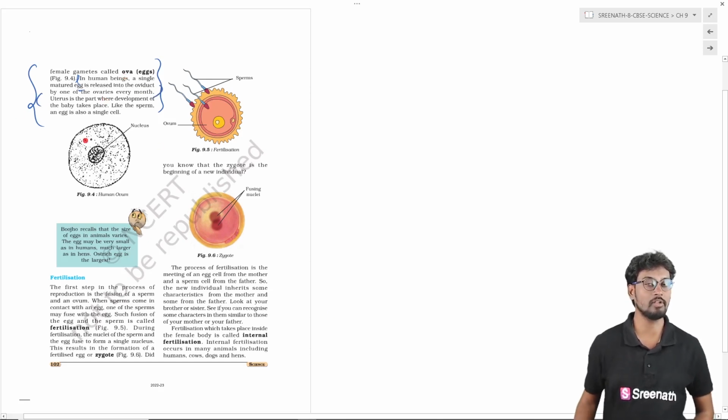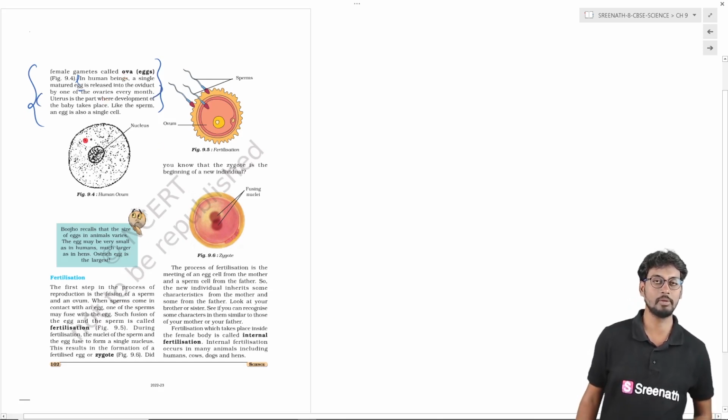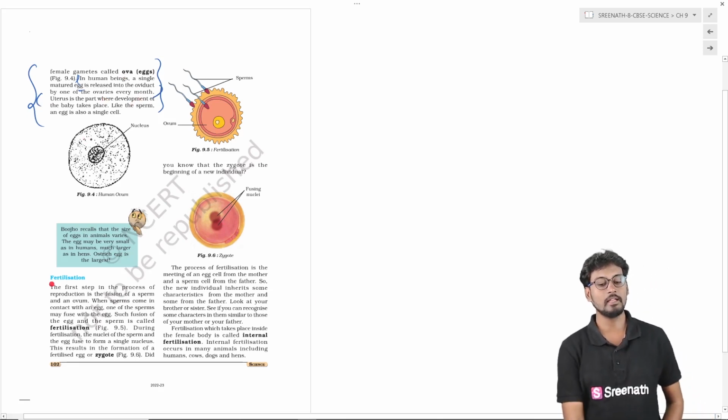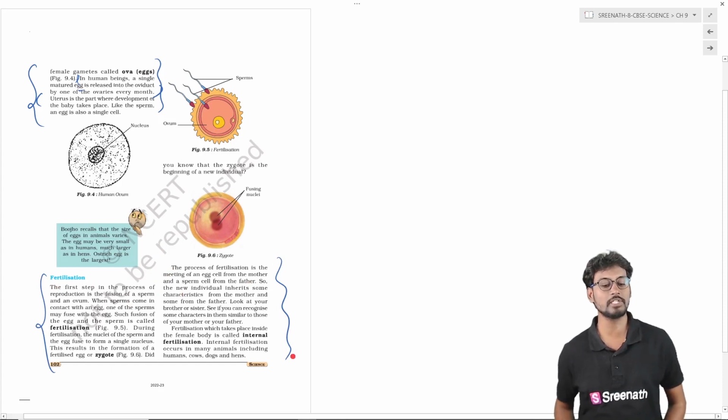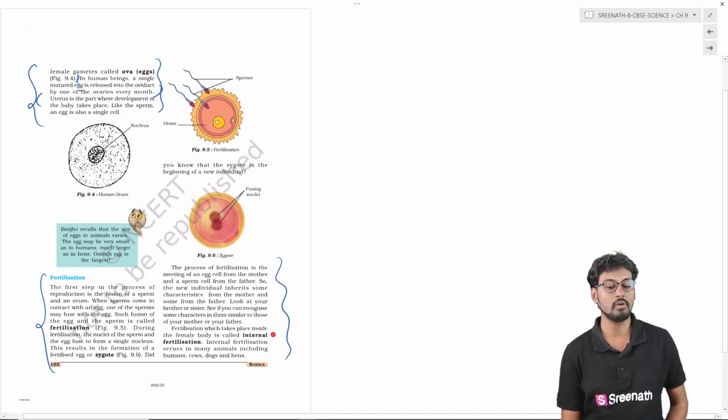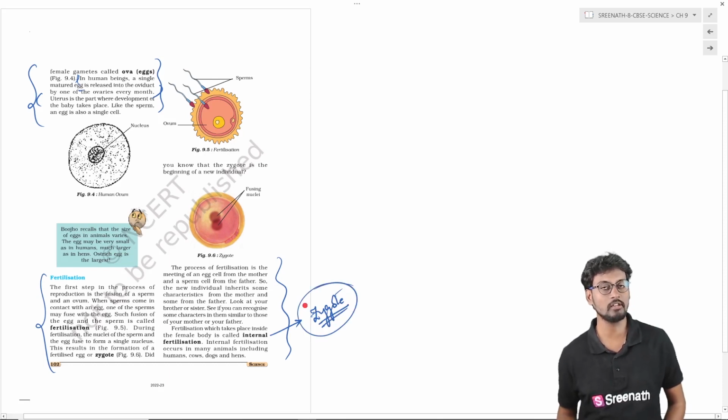The uterus is where we can see the development of the baby from a single cell. And here we can see that fertilization is of different types. If it takes place internally, within the body, it is called internal fertilization, where we can see the formation of the zygote. The zygote is a diploid cell formed as a result of the fusion of the male and the female gamete.